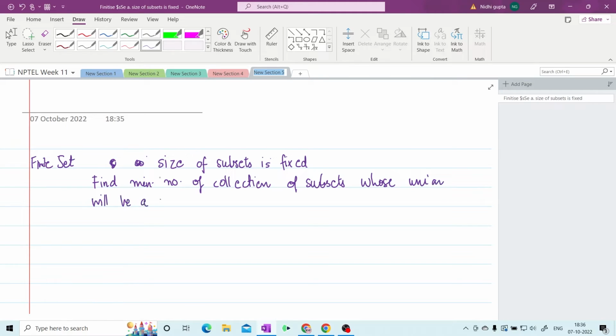Let me think. Suppose you have a finite set A with elements a1 through an, so it has n elements, and the size of each subset is k. We are taking a collection of subsets, each of size k. Now you have to find the minimum number of subsets in the collection whose union will be the set A.